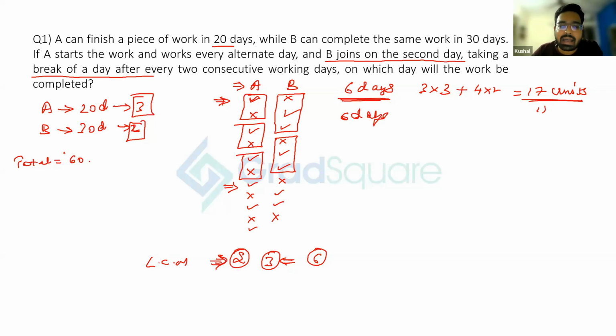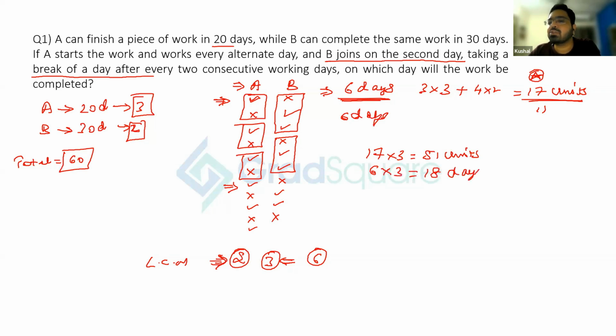So I will try to go as close as possible to the 60 as a multiple of 17. 17 into 3 will turn out to be what? 51 units. If it is into 3, then for the number of days also, I will multiply it by 3. So what will happen? In 18 days, 51 units will get over. Now, how many units are left? 9 units are left. Correct? Now, look at this. 19th day will be same as the first day, because my cycle was ending on the 18th day.